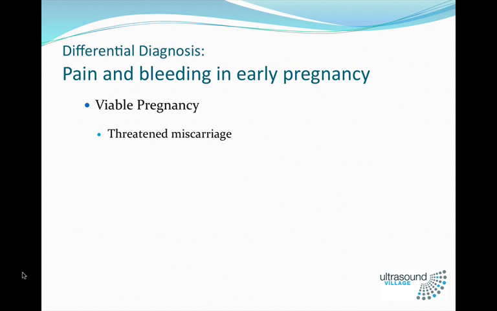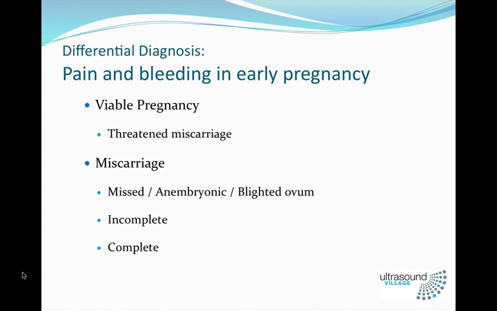There's a broad differential diagnosis for people who present with pain and bleeding in early pregnancy. It could be a viable pregnancy, in which case we call it a threatened miscarriage. It could be a miscarriage, and there are a number of different classifications, but a missed miscarriage is one of them, and that's where the miscarriage or the gestation sac remains in the uterus. It could be an incomplete miscarriage where some of the products of conception remain in the uterus, or it could be a complete miscarriage where the products are now out of the uterus.